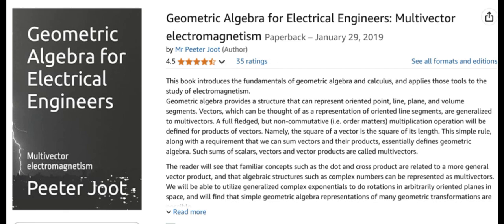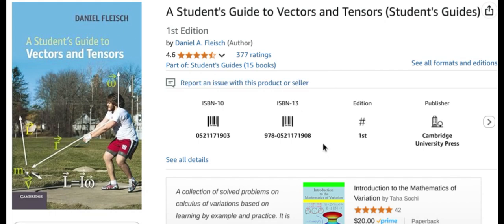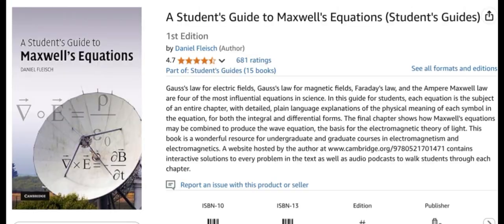I had so much luck with the book I used when I decided I wanted to study the calculus, A Student's Guide to Vectors and Tensors by Daniel Fleisch. And I said, hey, I'm going to see what else he's got. Well, what do you know? He's got this excellent book, A Student's Guide to Maxwell's Equations. I bought it. I've been doing some of the problems in it. It's really good. It's a lot of fun.